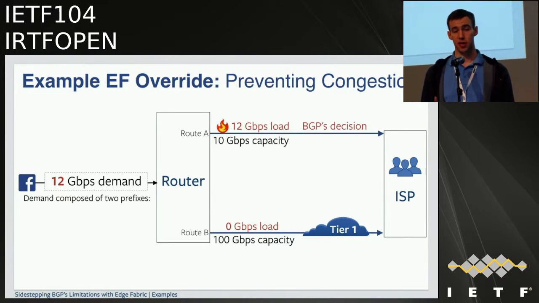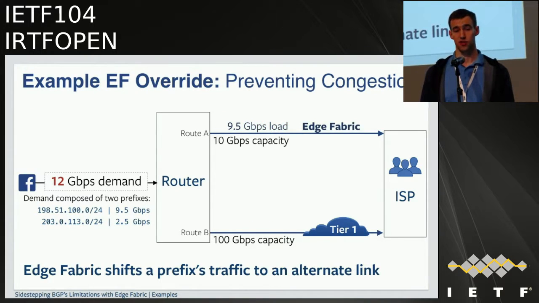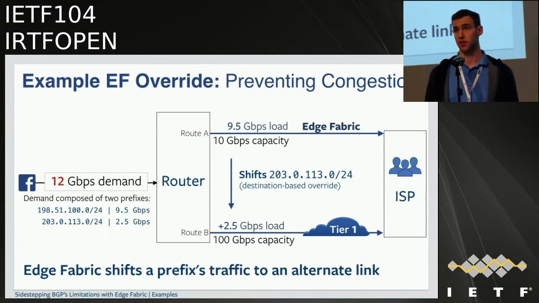So what Edge Fabric does is it understands that this 12 gigabits per second of demand is actually composed of two prefixes. And in this case, it understands that if it shifts one of these prefixes away and shifts that traffic to an alternate link, in this case, the path via the transit provider, it's going to prevent congestion on the peering link without causing congestion anywhere else.